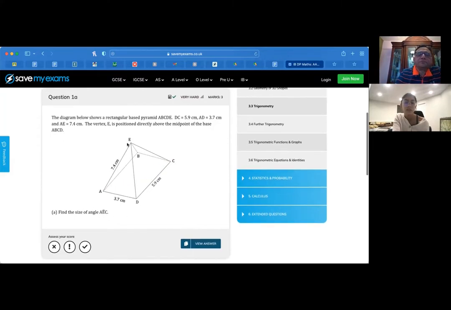AEC. Okay, so they want us to find the angle at E right there. AEC, right? So it is a 3D figure. When you go like this, it is the vertical angle. You get the idea? Would it just be the angle of one side plus the other side plus the other side? No, no.